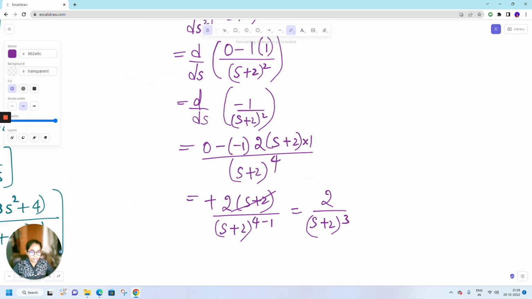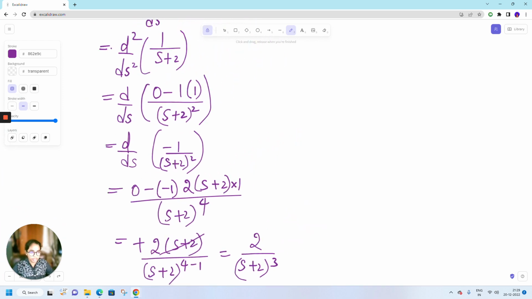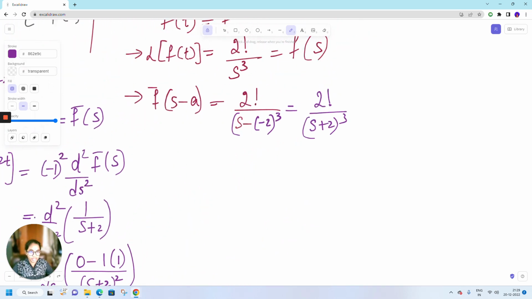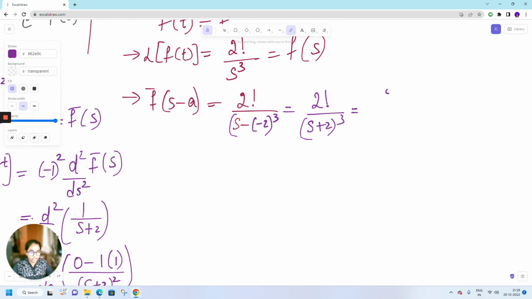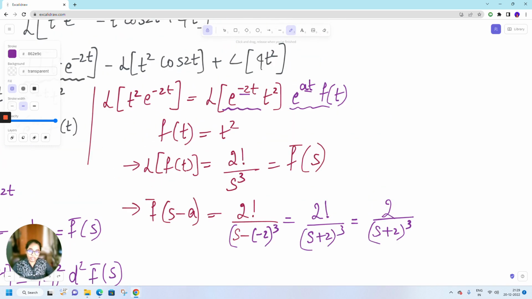Did I get the same answer? Let me check. 2 factorial is 2, right? 2 divided by s plus 2 the whole cube. You either apply shifting property or you apply the second property where you differentiate. You will get the same value. When do you have this choice? When you have t square into e power minus 2t.